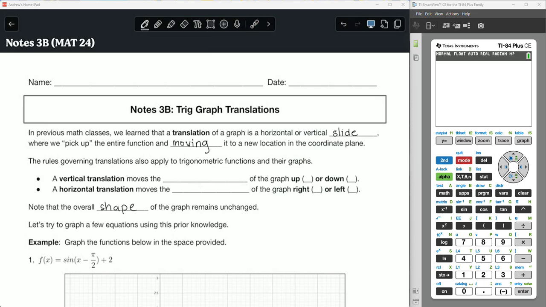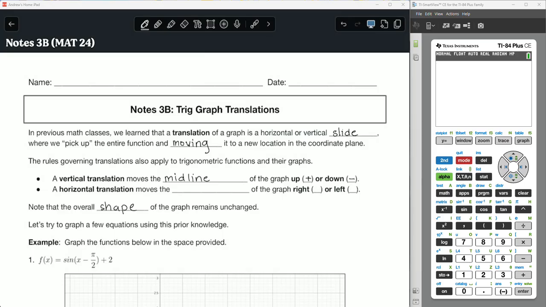The rules that we learned about translations way back in Math 1 and Math 2 still apply to trig functions. So I know that vertical translations happen when I add or subtract a constant to the end of the function, outside of the function itself, basically adding a number to my answer. And that's going to move our midline up or down. It moves the center of the shape up or down. If the constant is positive, it's going to shift the midline up. If it's negative, it's going to shift the midline down.